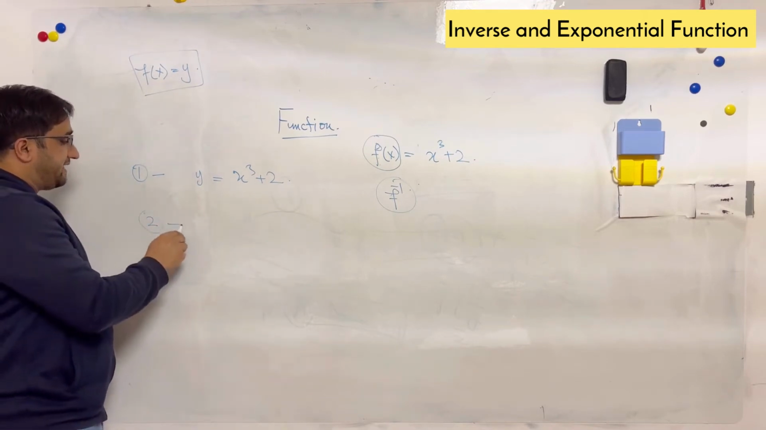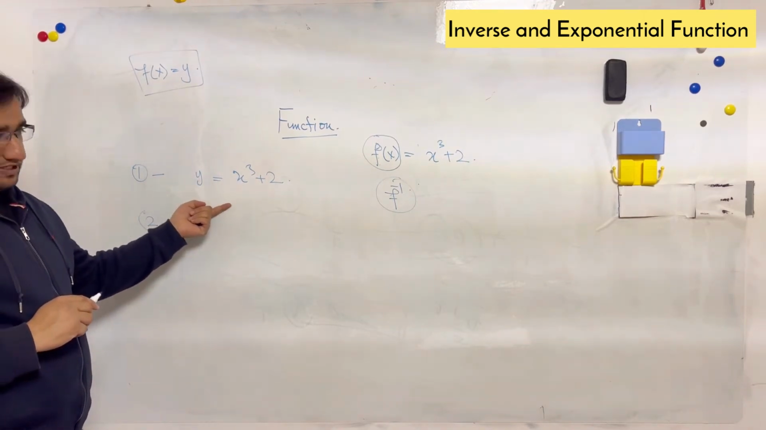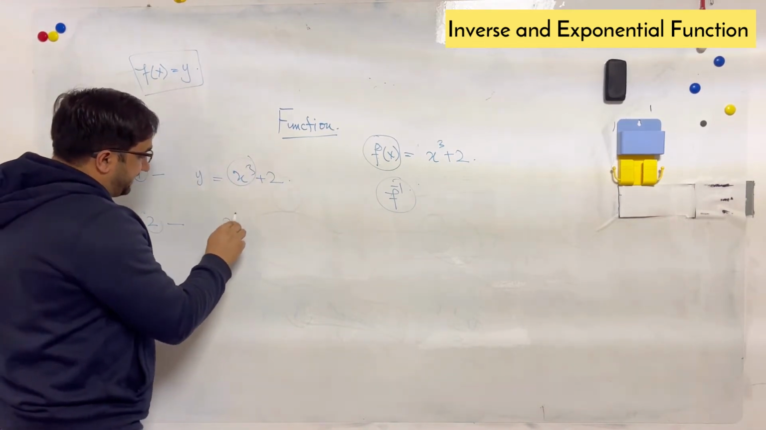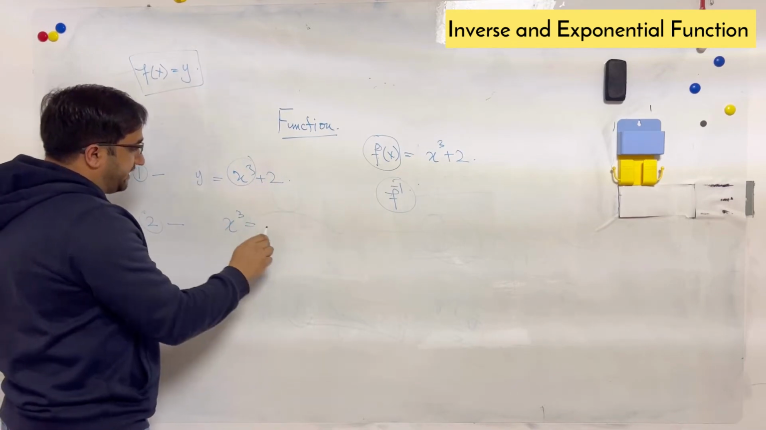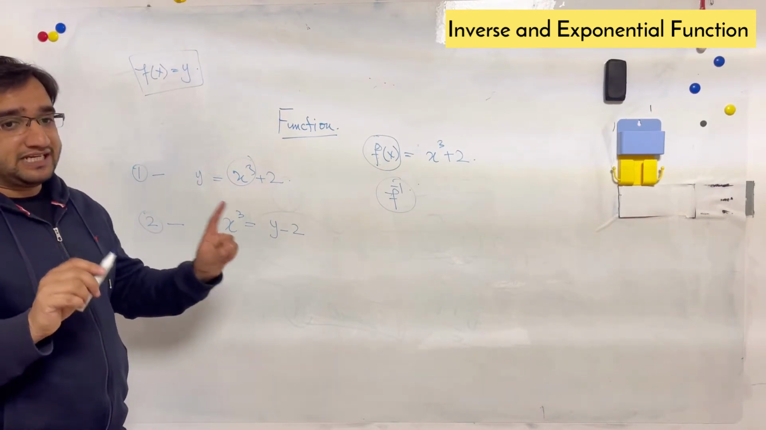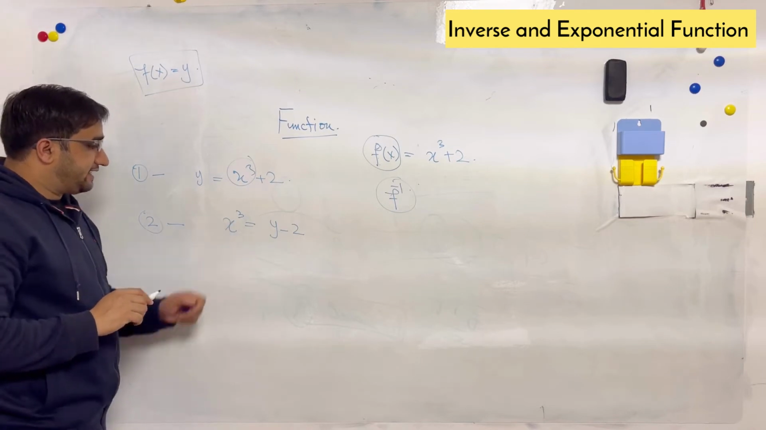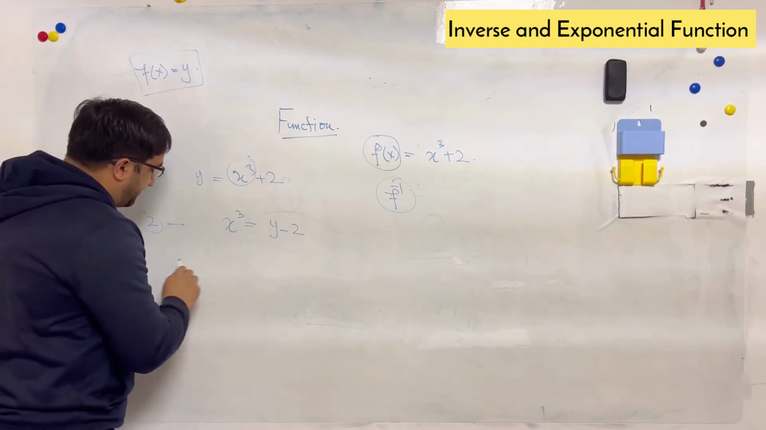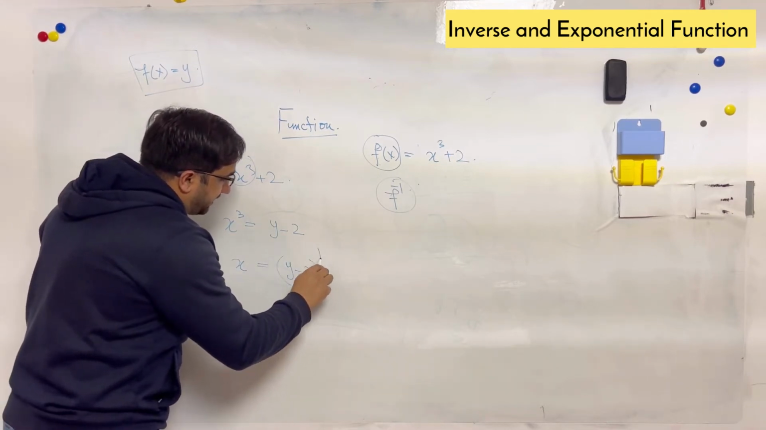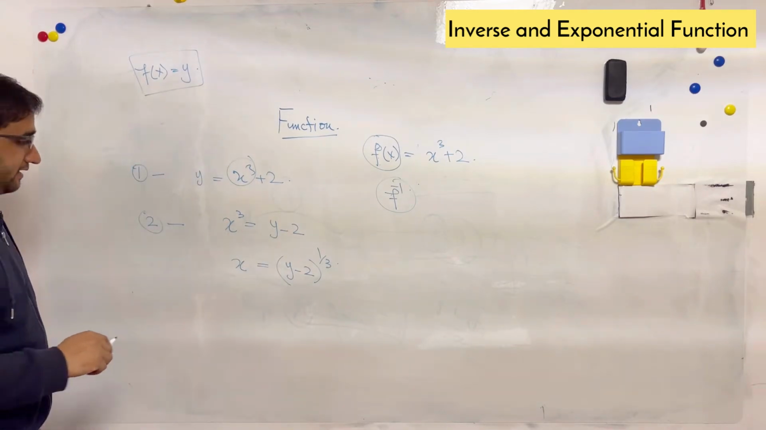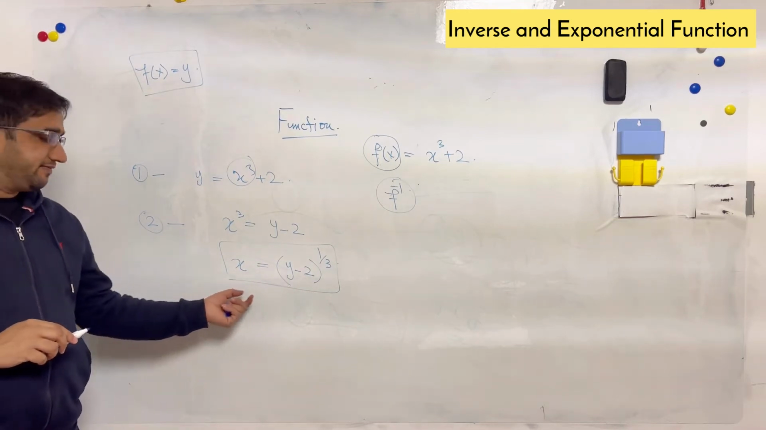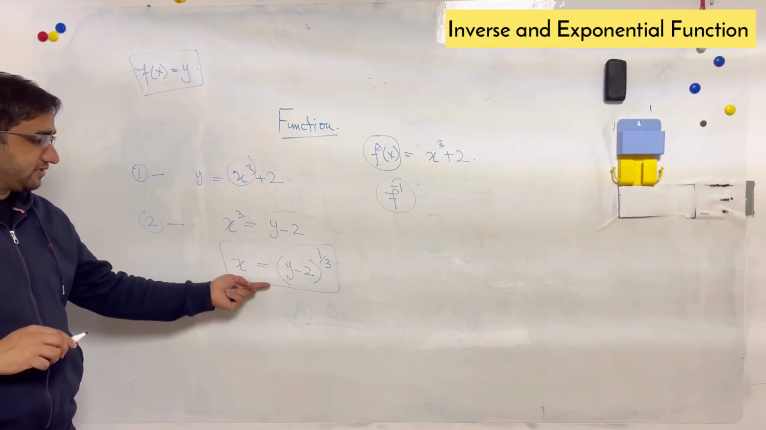Step 2 is eliminate x in terms of y. Here you want to eliminate x, so you can take the 2 to the other side, and it becomes y minus 2. But I need x without any power, without any square root. Here it is x cube, so you can take the power 1 by 3 on both sides. So it becomes x equals y minus 2 raised to the power 1 by 3. So I have got an expression for x in the form of y.